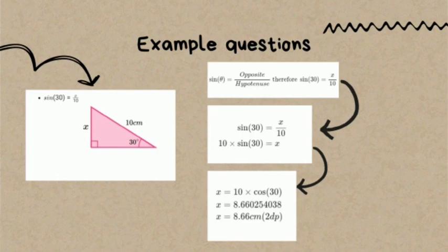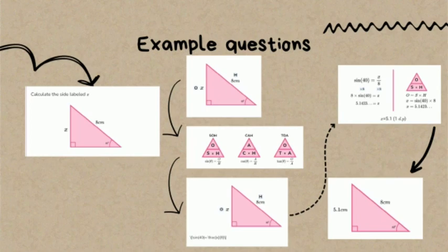So this is the example question. Sin 30 equal to x divide 10. Okay, first we need to work out the value of x. To do this, we begin by writing an equation involving x. The next step is we can rearrange this equation to make x as the subject. Finally, we can type 10 multiplication sine 30 into a calculator to find the value for x.